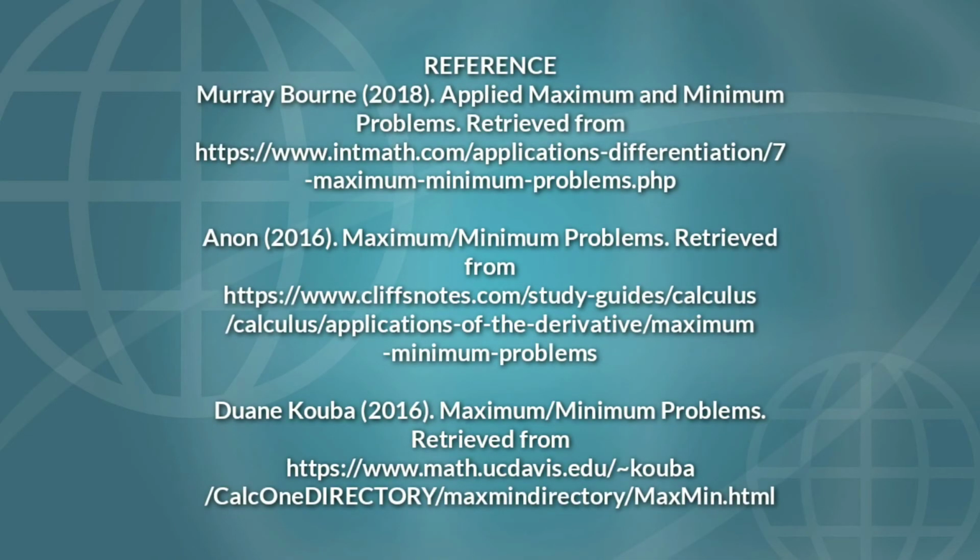Okay, so for the conclusion, we can conclude that the quantity to be maximized or minimized can be identified. The knowledge of derivatives and critical points in solving maximum and minimum problems can be applied, and maximum and minimum problems can be solved with ease and accuracy.